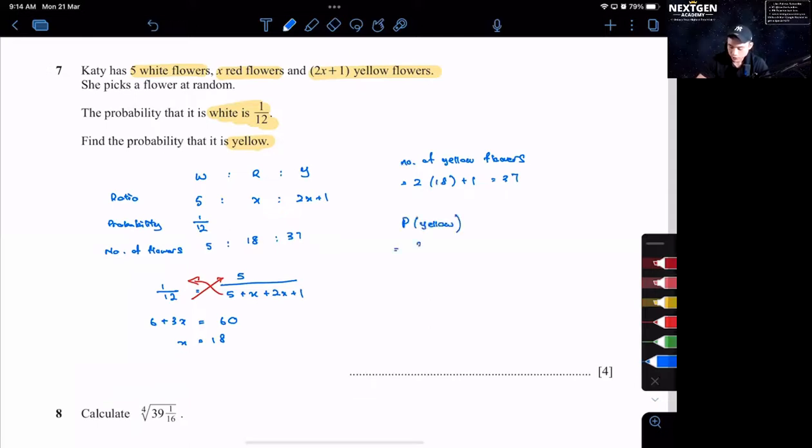So probability, or I should just write P, that is yellow flowers. So the parts over the total number of flowers, how many do we have? 5 plus 18 plus 37. So we get 37 over 60.